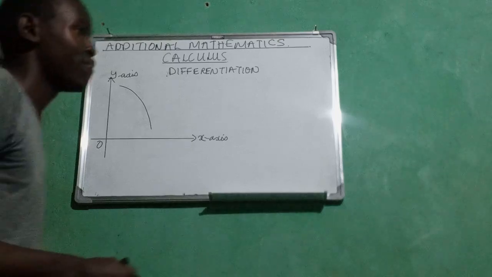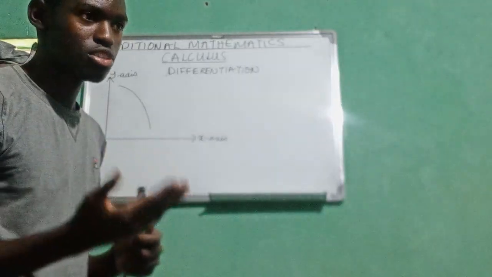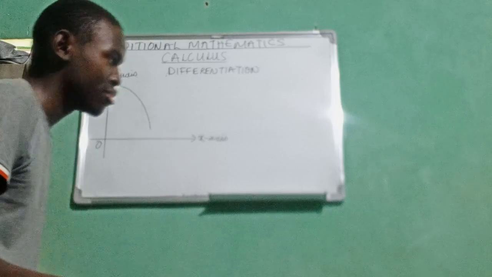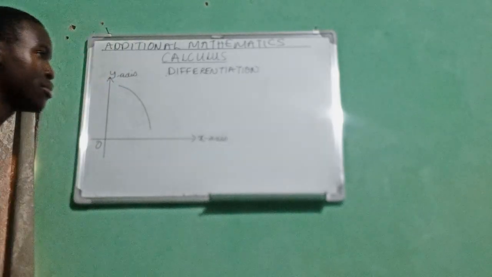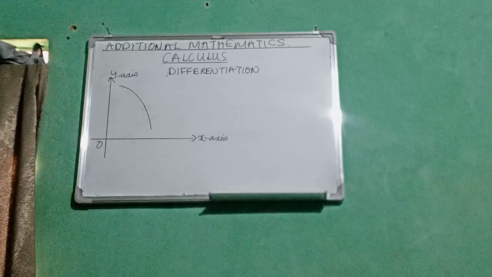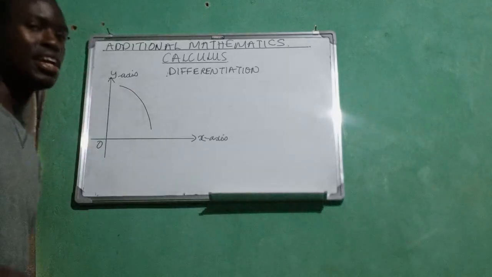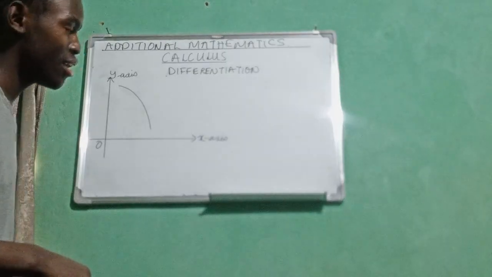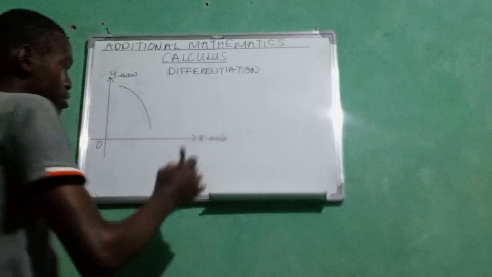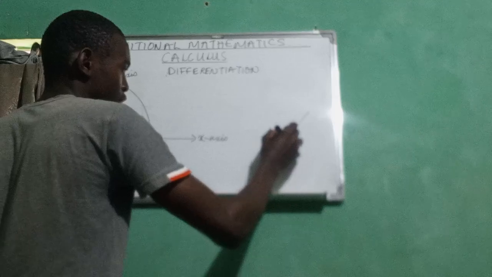Differentiation, you can find the gradient. The gradient is the slope. Under coordinate geometry, you learn about gradient. Okay, now differentiation helps you to find the slope of this curve at any point. Just like in coordinate geometry, you can find the gradient of a slope at any point, right?